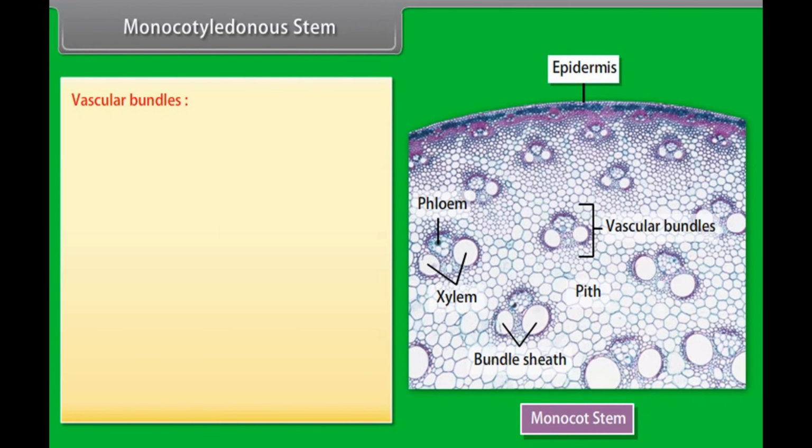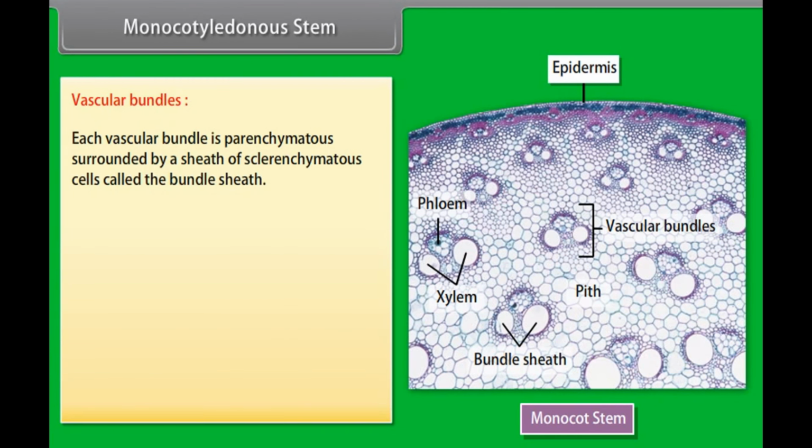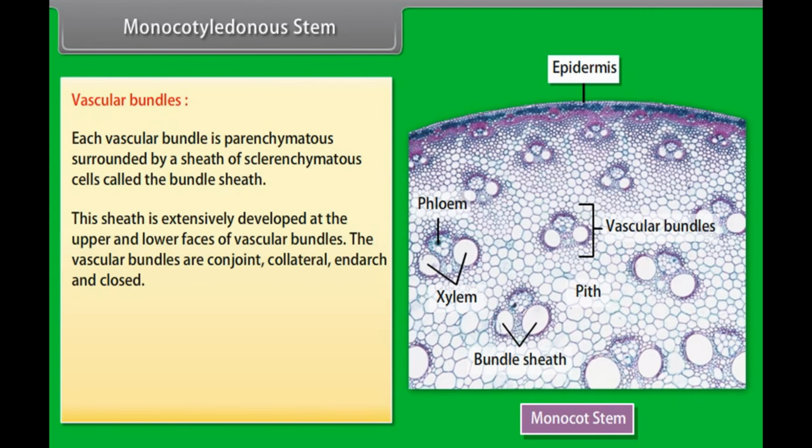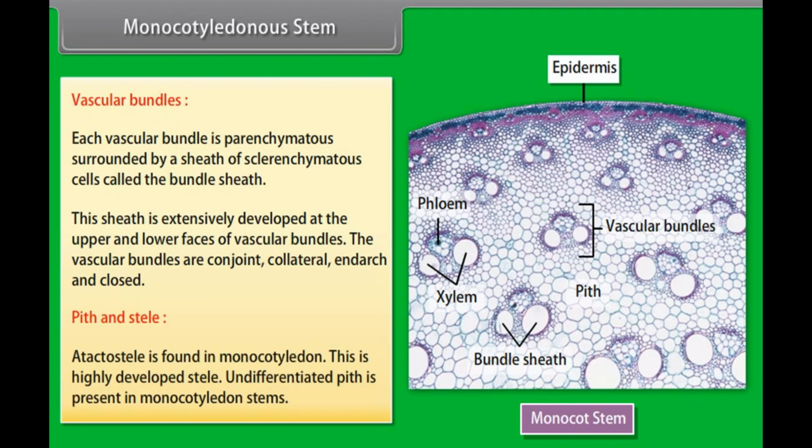Vascular bundles. Each vascular bundle is surrounded by a sheath of sclerenchymatous cells called the bundle sheath. This sheath is extensively developed at the upper and lower faces of vascular bundles. The vascular bundles are conjoint, collateral, and closed. Pith and stele. Atactostele is found in monocotyledon. This is highly developed stele. Undifferentiated pith is present in monocotyledon stems.